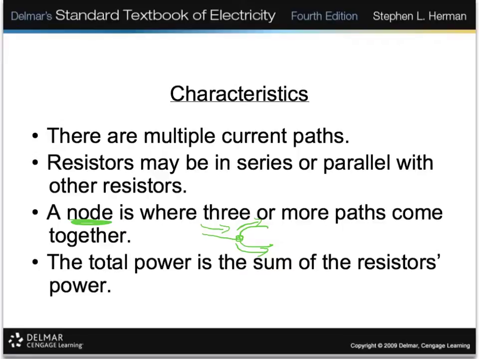And then in a combination circuit, the total power, the power of the whole thing, is the sum of each resistor's power. So you can kind of know if you've done it all correct if you add up all the powers and then calculate the power from the battery.